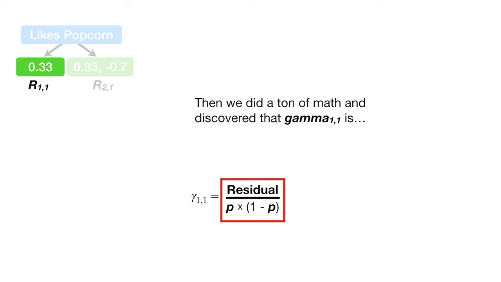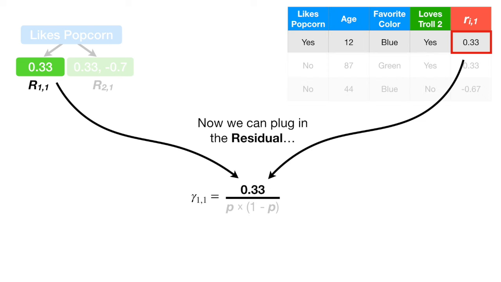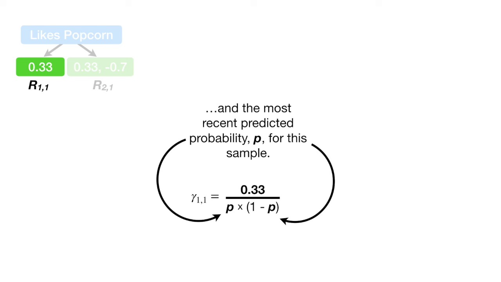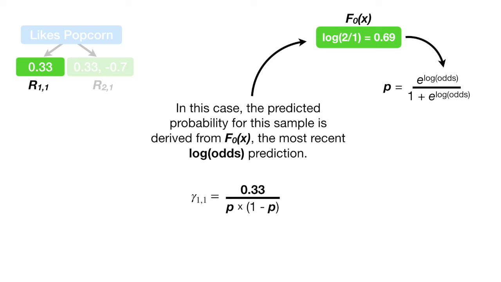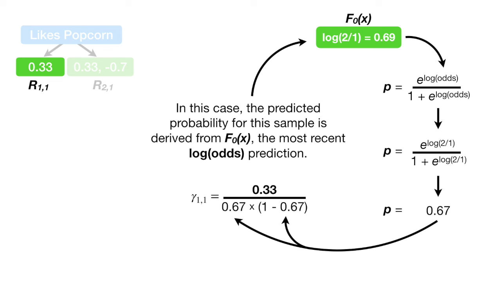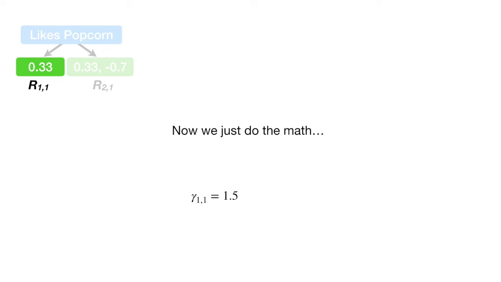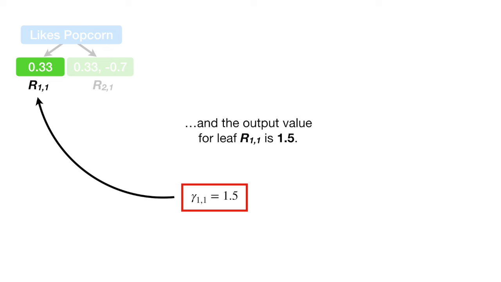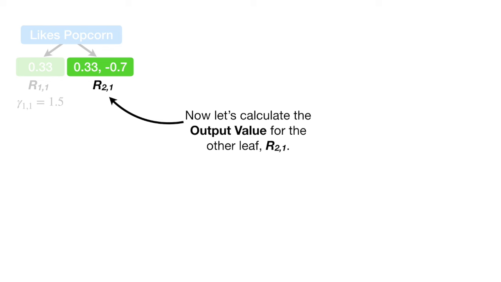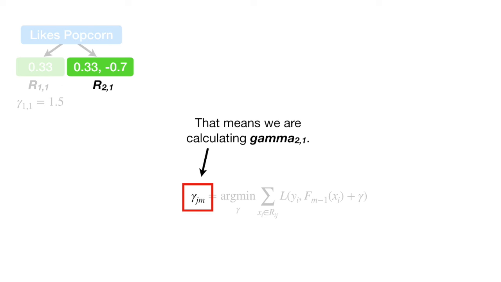Now we can plug in the residual and the most recent predicted probability, p, for this sample. In this case, the predicted probability for this sample is derived from f sub 0 of x, the most recent log odds prediction. Now we just do the math, and the output value for leaf r sub 1, 1 is 1.5. Now let's calculate the output value for the other leaf, r sub 2, 1. That means we're calculating gamma sub 2, 1.